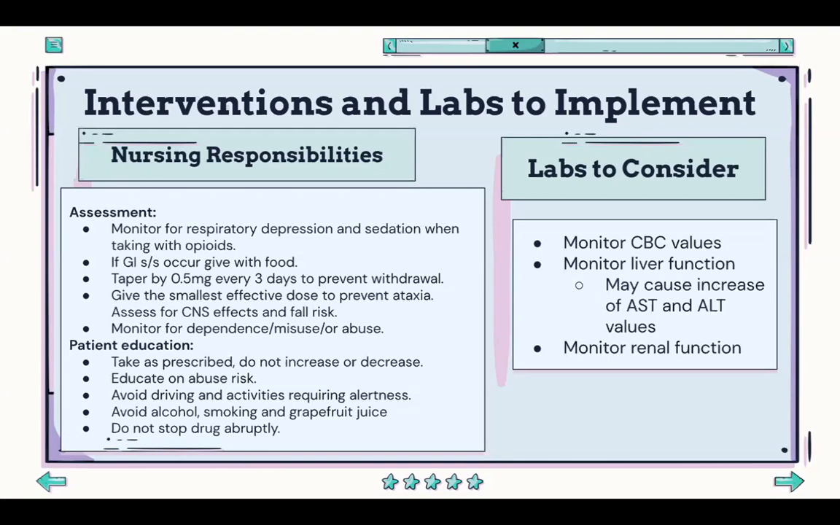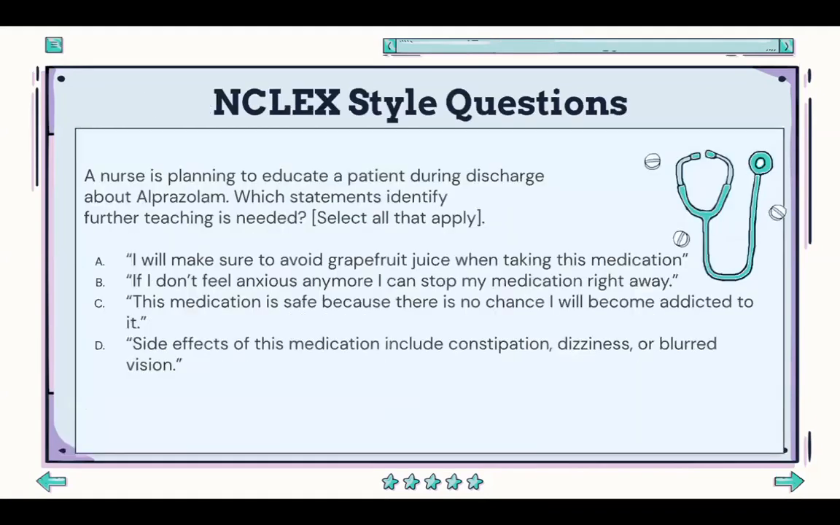Some of the lab values to consider while taking this medication are to monitor the CBC values, monitor liver function because it may cause an increase in the ALT or AST values, and also monitor renal function. And then after that, we're going to move on to our last and quick question.